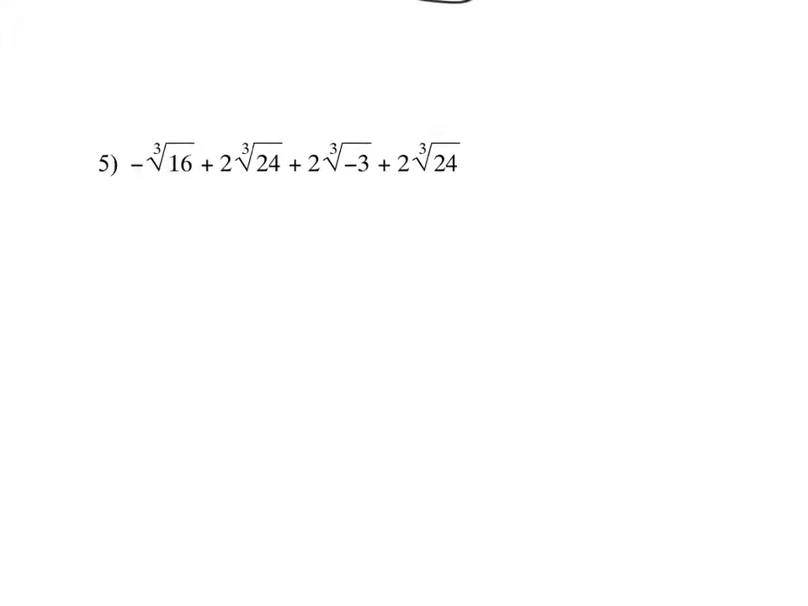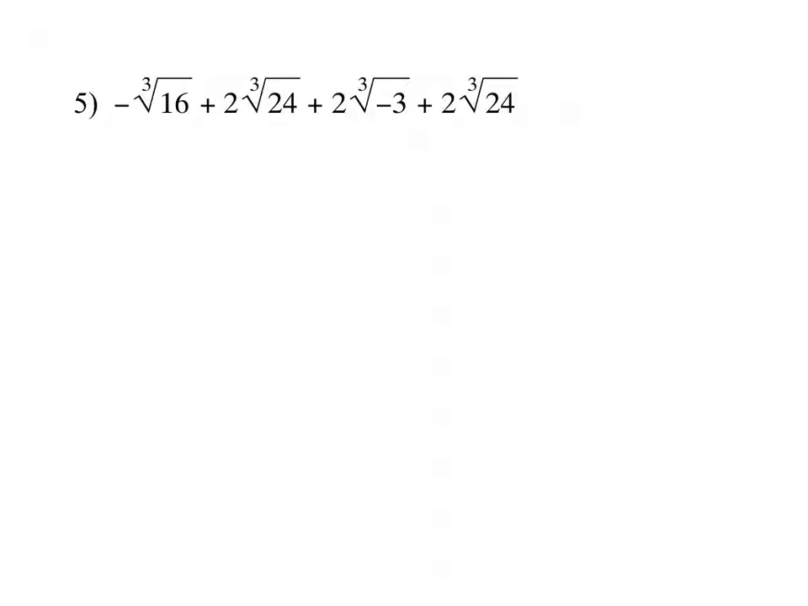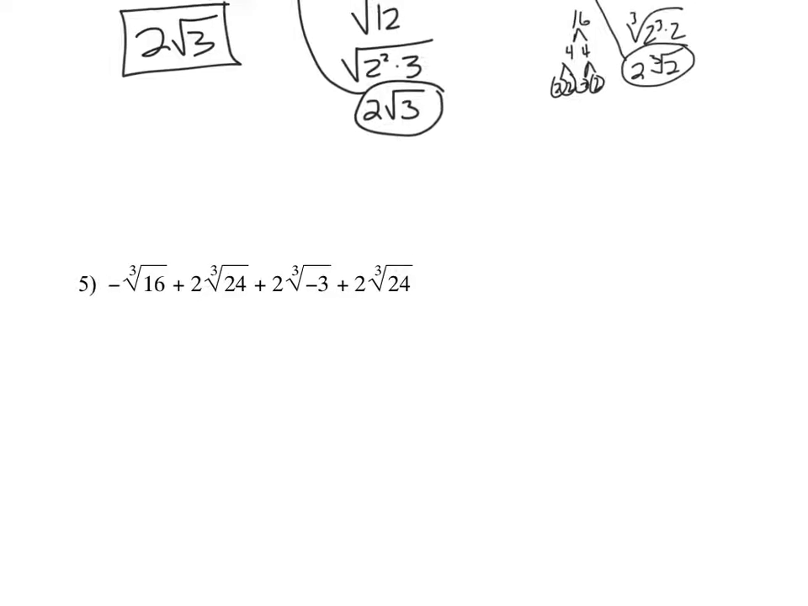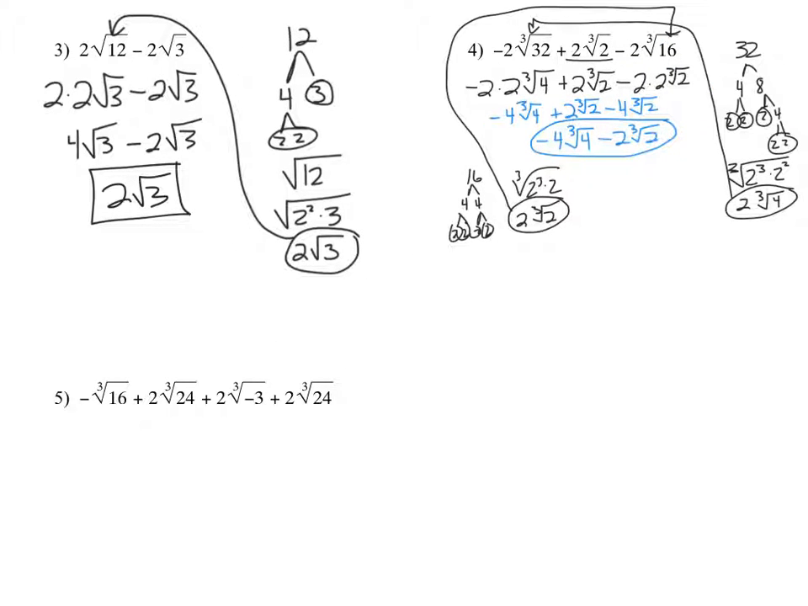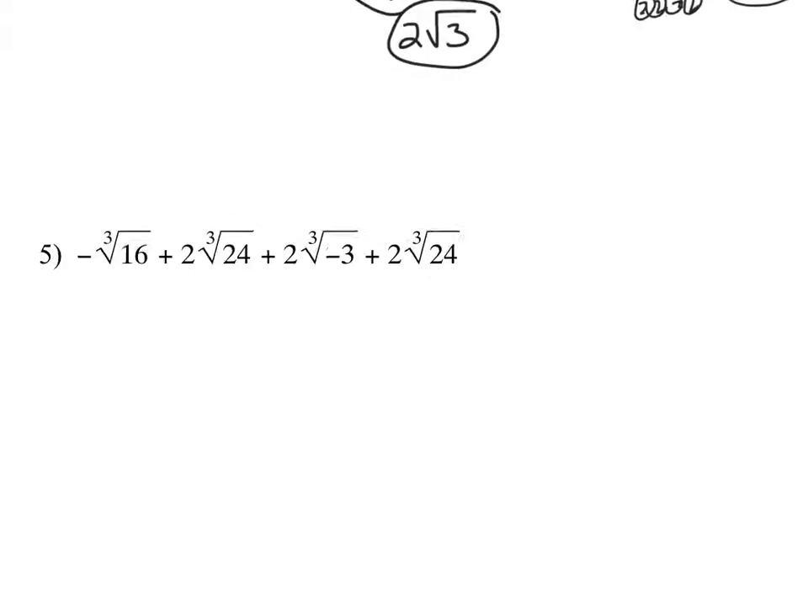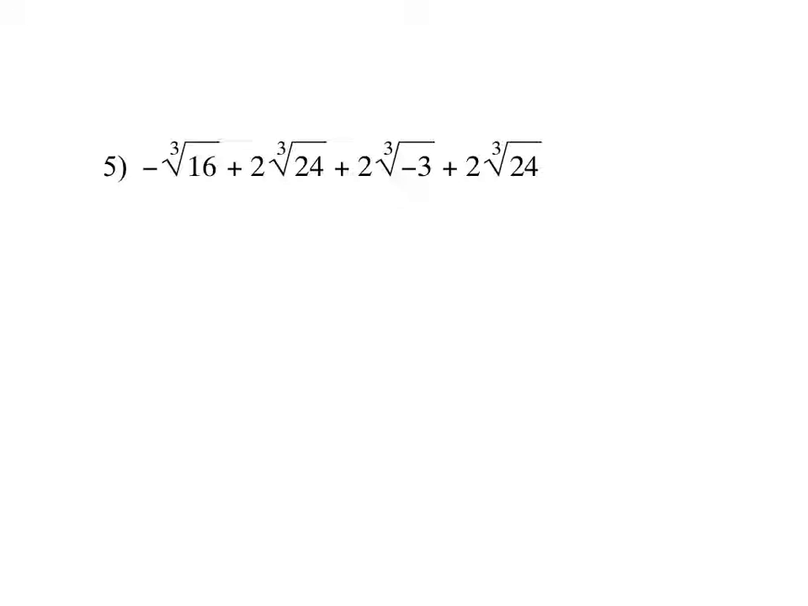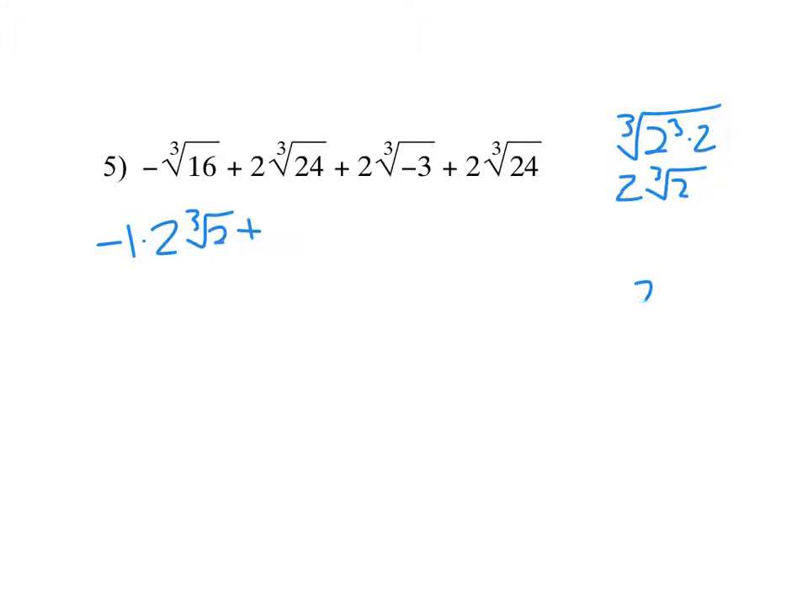One more example here. We just broke down 16. Okay, so 16 we know is 2 to the 4th power. So we can change 16. Let's see here. It gives me the cube root of 2 cubed times 2, which is 2 times the cube root of 2. Okay, so instead of the 16, this is going to be negative, and then negative 1 times 2 times the cube root of 2, plus, okay, 24.